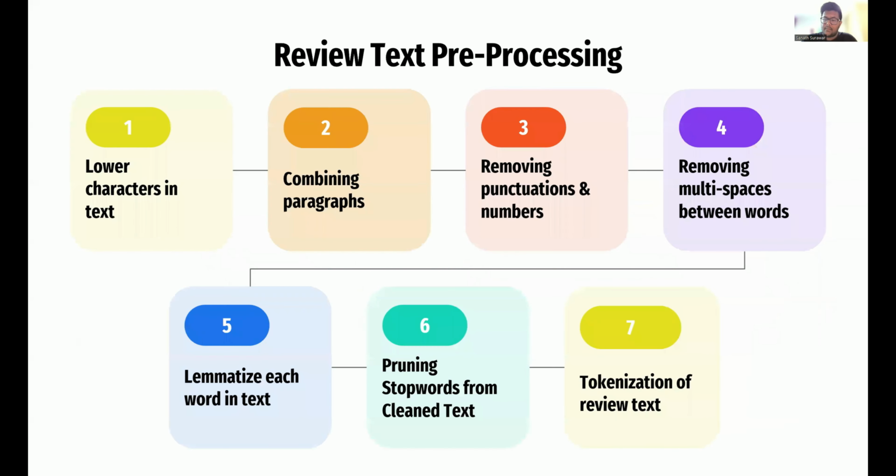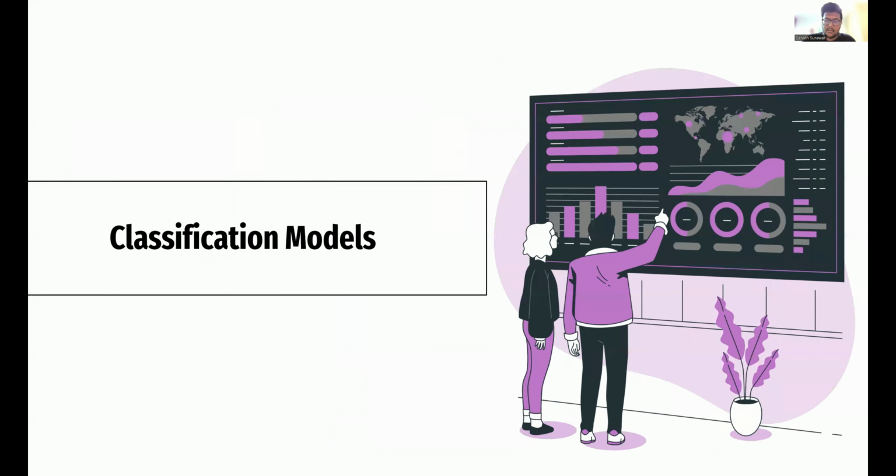Coming over to the pre-processing. Our pre-processing of the hotel review text follows lowering of the characters' case, combining paragraphs, removing punctuation and numbers, removing multi-spaces between words, lemmatizing each word in the text, pruning stop words from clean text, and tokenization of review text.